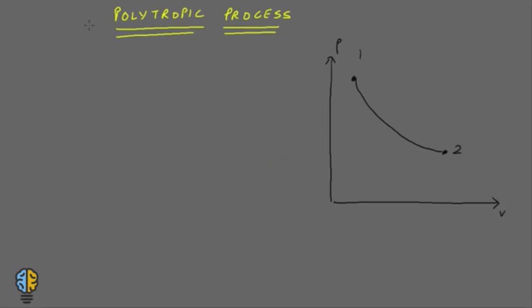Now let's talk about the polytropic process. The polytropic process is given by PV to the power n is equal to C, where this term n is called the polytropic index.